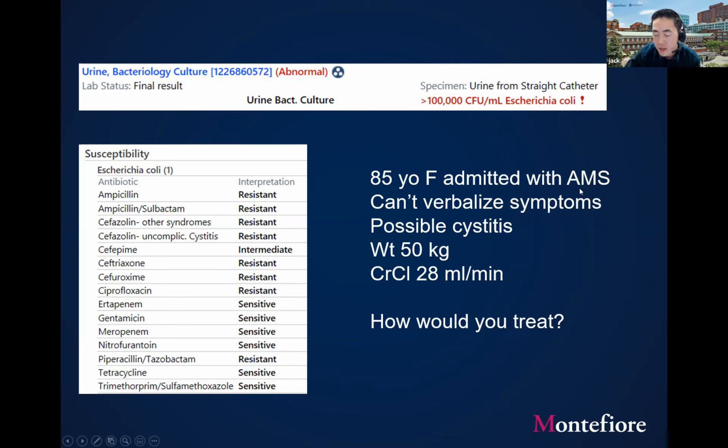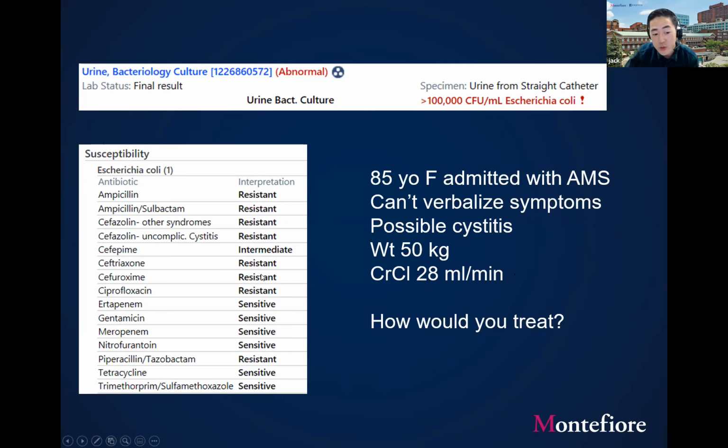85-year-old female comes in with AMS. She can't verbalize symptoms. You can't say if she has dysuria or not. And the team thinks, okay, possible cystitis. She doesn't weigh that much. Creatinine clearance is low. She's growing this MDR E. coli that's only sensitive to a few things like nitrofurantoin, meropenem. So how would you treat?